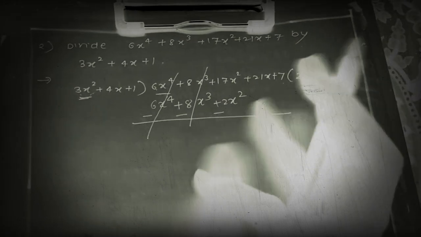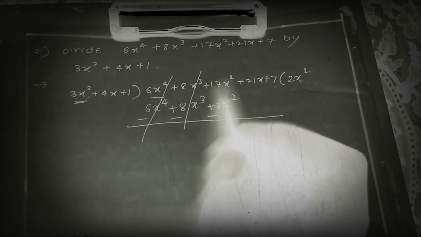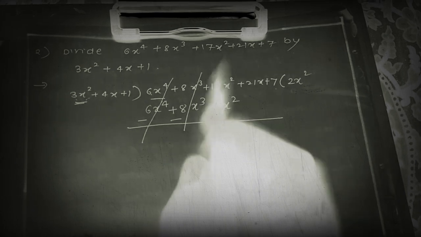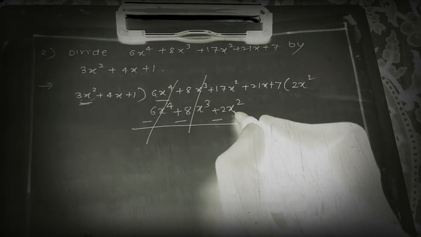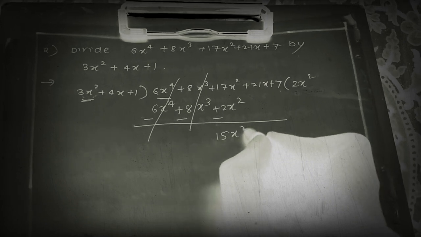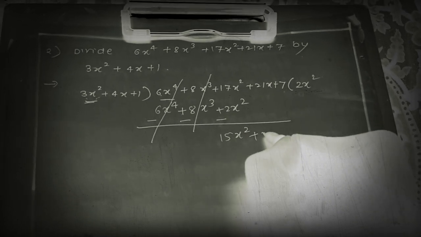Sometimes 2 terms get cancelled, but you have to concentrate on this. Then 17x square minus 2x square will be 15x square. Then these 2 terms you are going to take as they are.